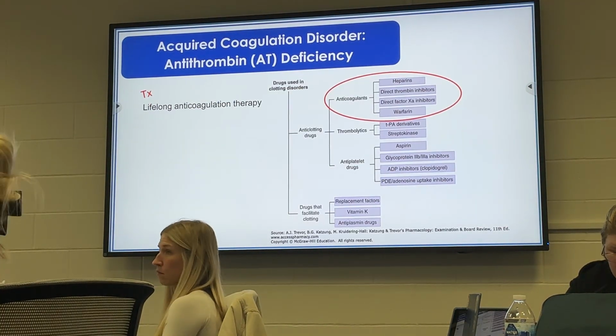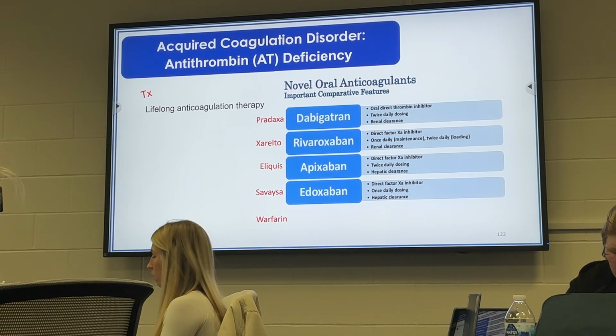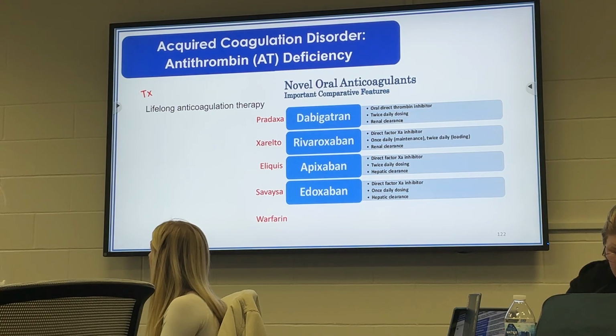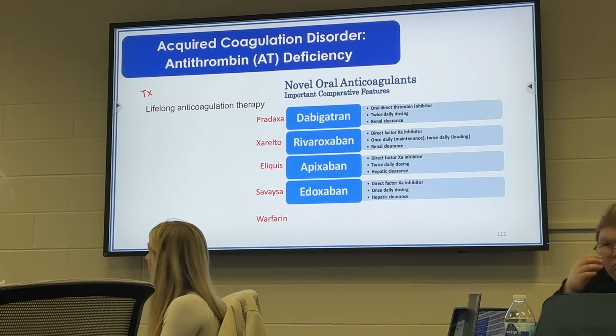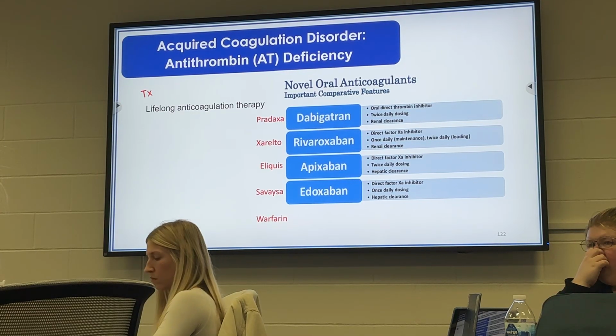Okay, so for anticoagulation therapy, that may be a prescription for that patient for whatever reason. When you're on warfarin, you do have to go in for regular lab work testing. If you get sent home on one of these other ones that are listed here, they are anticoagulants. You don't have to have blood work done to monitor your INR, your PT levels, stuff like that.